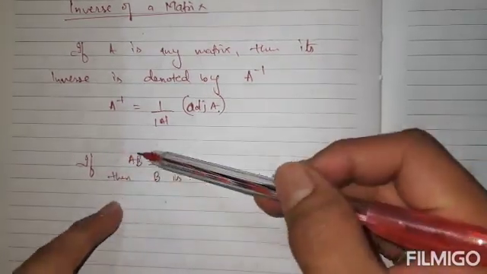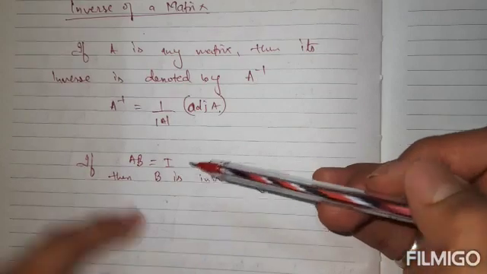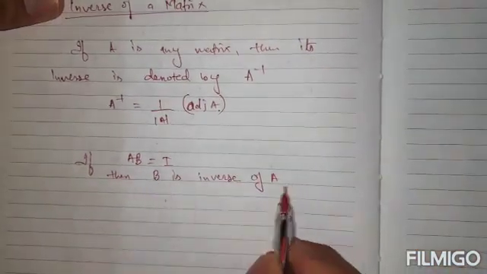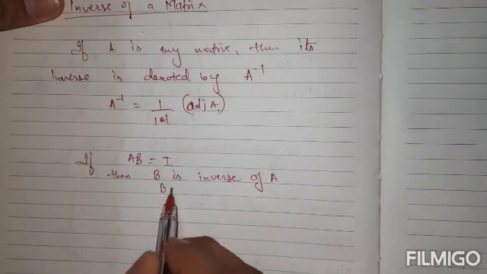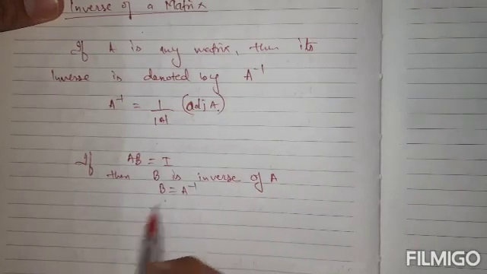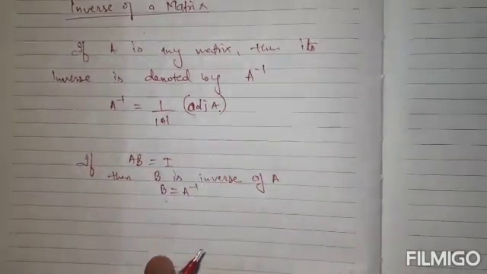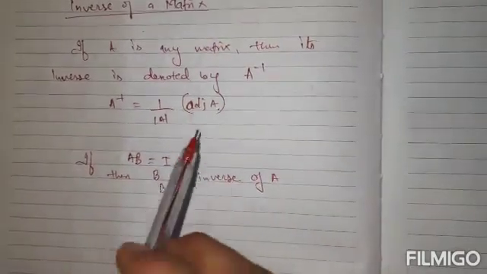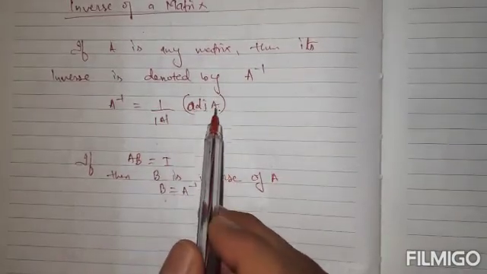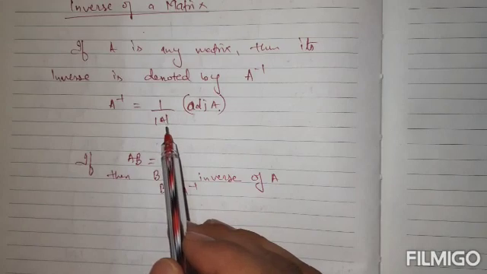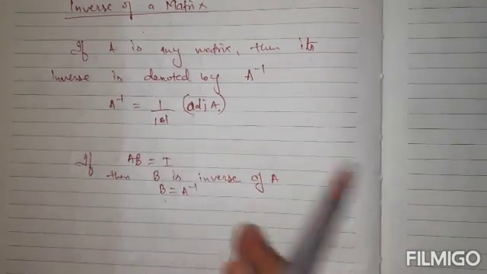In fact, not only is B the inverse of A, A is also the inverse of B, meaning both are inverses of each other. If B is the inverse of A, then B can be denoted by the symbol A inverse. For that A inverse, this is the formula. If you have to find the inverse of any matrix, you first find the adjoint, and divide each element of the adjoint by the value of the determinant of A. This will give you the inverse matrix of A.